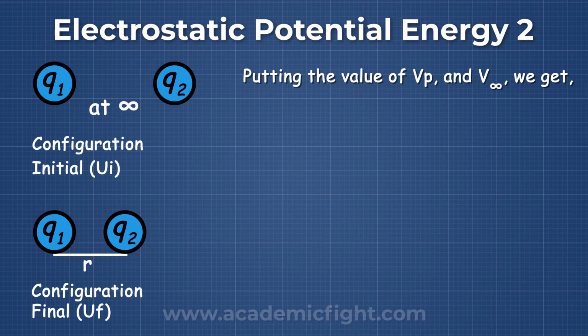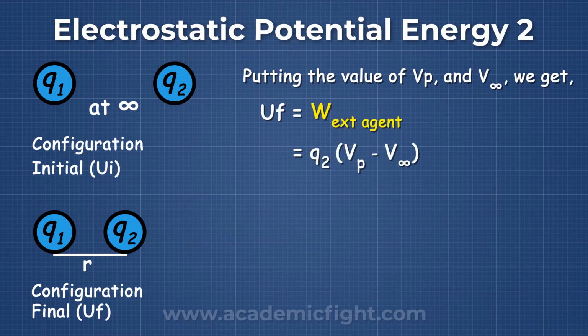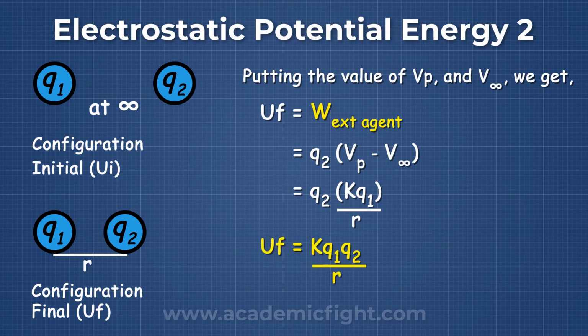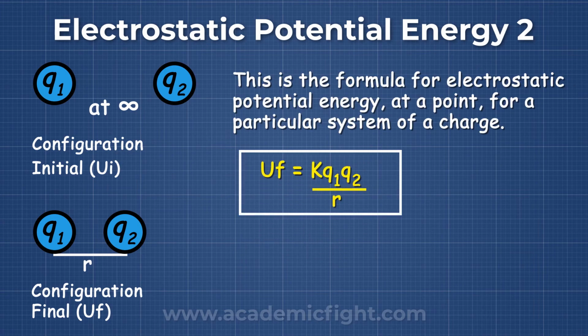Putting the value of Vp and V infinity, we get UF is equal to work done by an external agent equal to Q2 into Vp minus V infinity, which is equal to Q2 into KQ1 by R. Therefore, UF is equal to KQ1 Q2 by R. This is the formula for electrostatic potential energy at a point for a particular system of a charge.